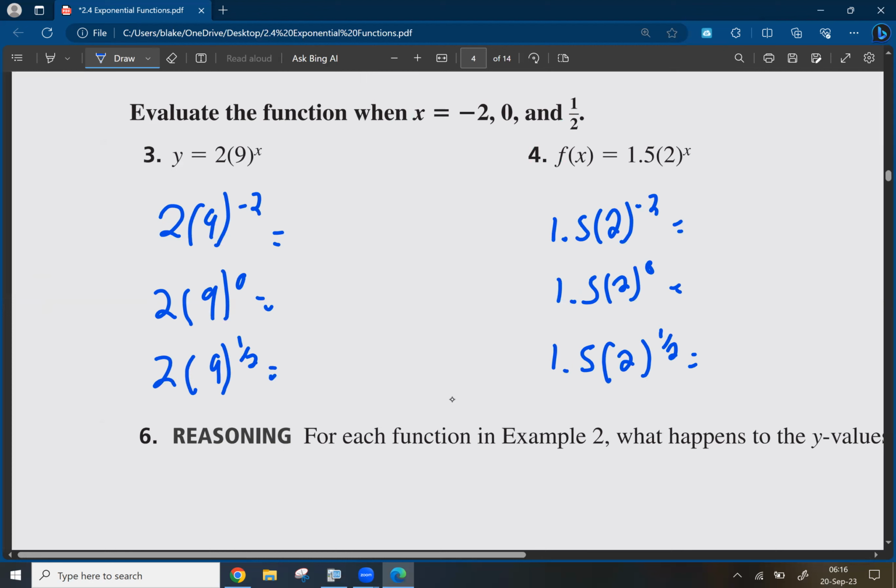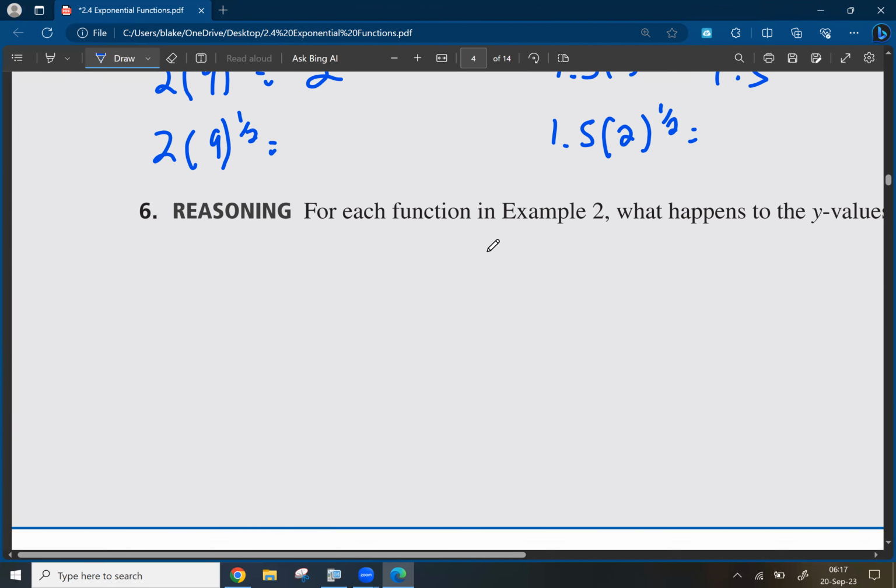And you guys can get this value. So I'll already go ahead and tell you that this one is 2 and this one is 1.5 because of the exponent of 0. 9 to the 0 power is going to be 1, so 2 times 1 is 2. 2 to the 0 power is going to be 1, so 1.5 times 1 is 1.5. So I already know those. But the other ones we probably also do in class, so make sure you get those.